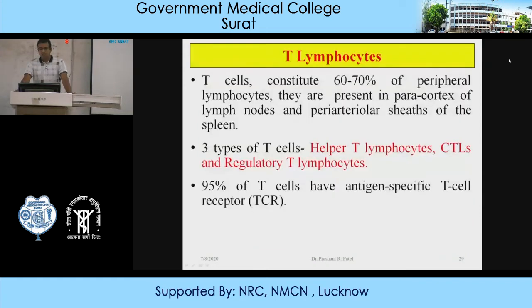Now T lymphocytes. T cells constitute 60 to 70% of the peripheral lymphocyte pool. They are present in the paracortex of lymph nodes and the periarterial sheath of the spleen. There are three types of T lymphocytes: helper T lymphocytes, cytotoxic T lymphocytes, and regulatory T lymphocytes. Among all these T cells, 95% have antigen specific T cell receptors. This is known as the TCR complex, the T cell receptor complex.